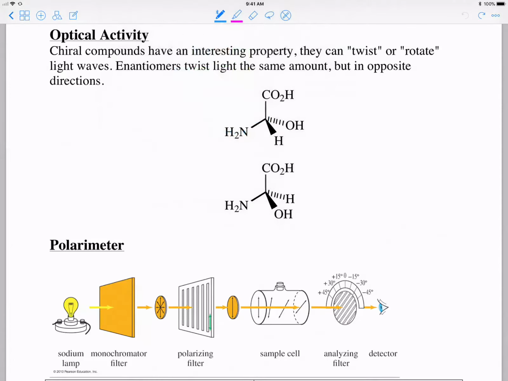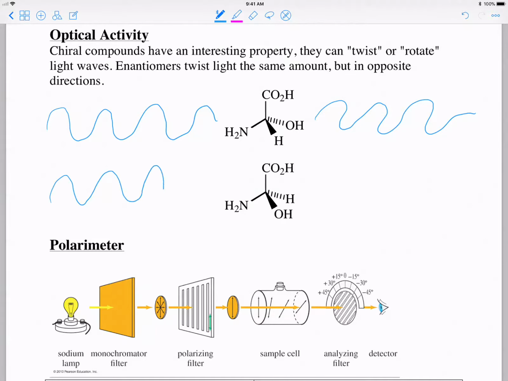If you take two compounds that are identical except one is the R and one is the S version, or the enantiomers, and you pass plane polarized light by them, which is light that has a certain specific frequency and all of the wavelengths are going in one direction, if you pass it by one of the enantiomers, it might rotate light in one direction, and if you pass that same light by the other enantiomer, it might rotate light in the opposite direction.